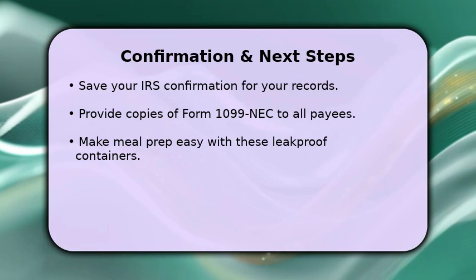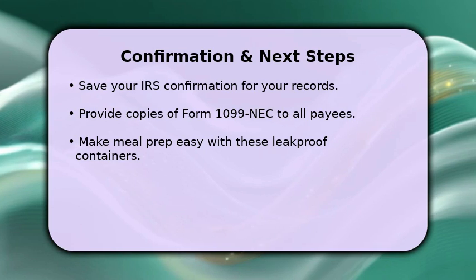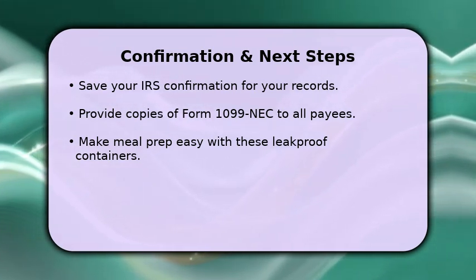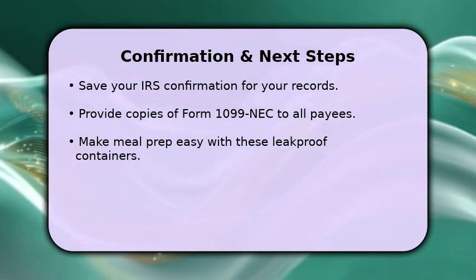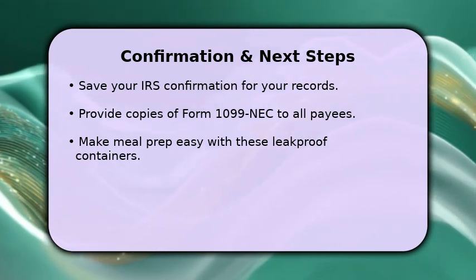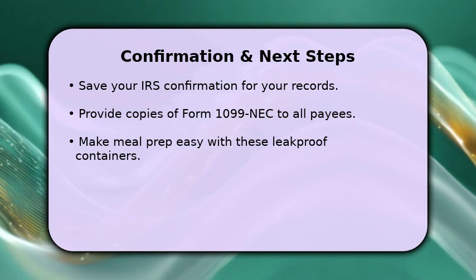After successfully submitting your forms, you will receive an IRS confirmation. It is crucial to save this confirmation for your records as proof of filing. Remember to also provide copies of Form 1099 NEC to all your payees by the deadline, typically January 31st. This ensures they have the necessary documentation for their own tax filings.